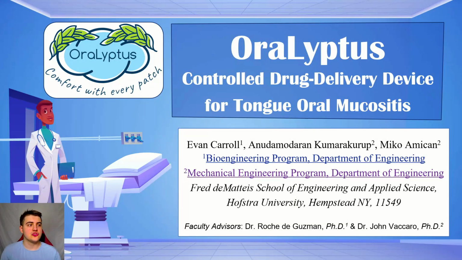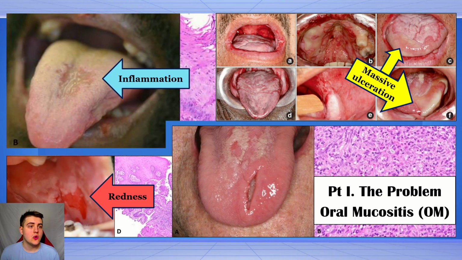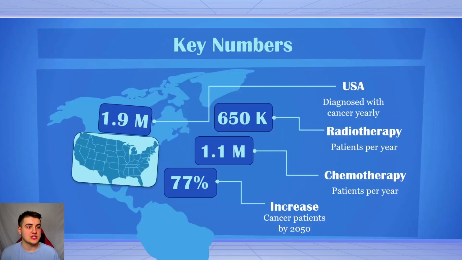Welcome everyone to the controlled drug delivery device for tongue oral mucositis, OraLyptus. Comfort with every patch. Here's the problem. Oral mucositis is a debilitating complication that occurs in patients that undergo chemo and radiotherapy. It includes inflammation, redness, and massive ulceration.